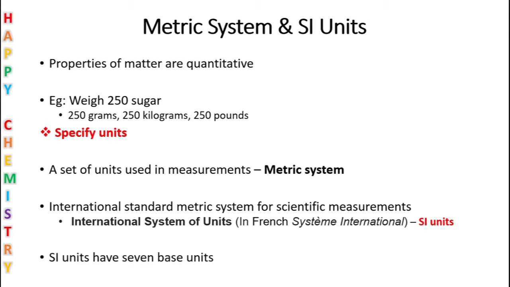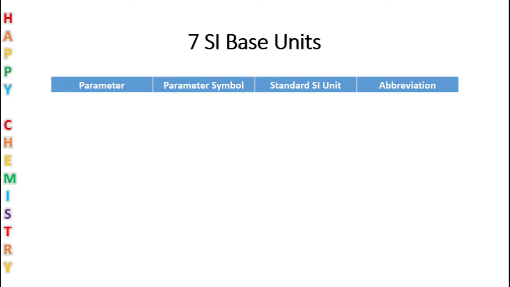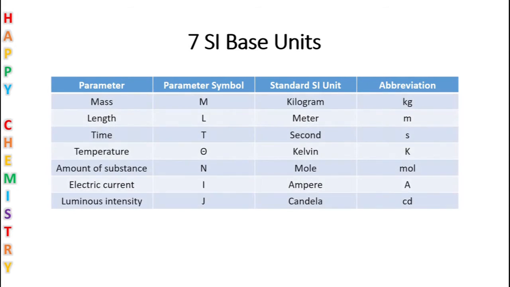The SI unit system has 7 special units. We call them base SI units. Now we will look at what these SI base units are and what the importance of these 7 base units is. Here I will give you the property, the standard SI unit, the dimension symbol, and the abbreviation used for the SI unit. The first base parameter is mass, which is denoted by capital M.